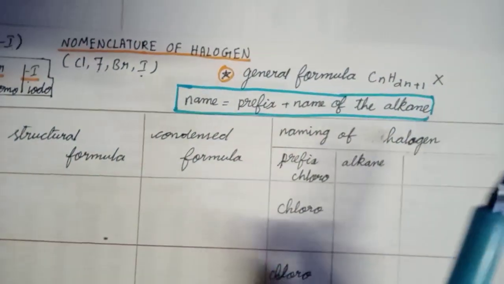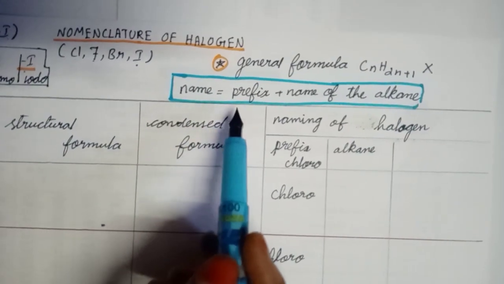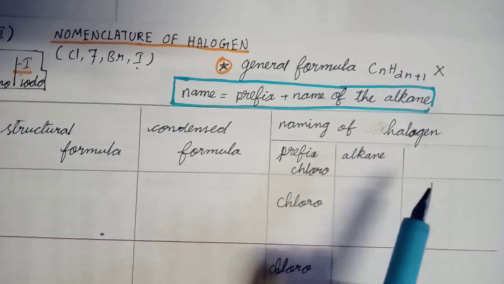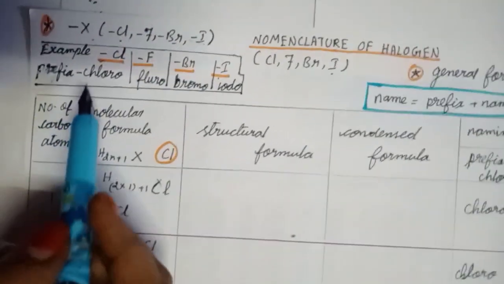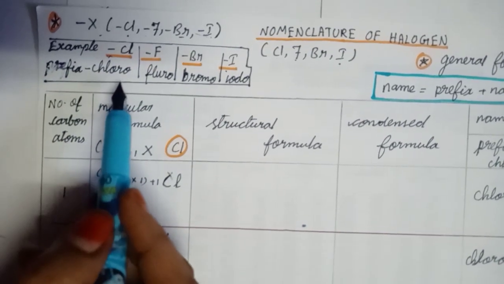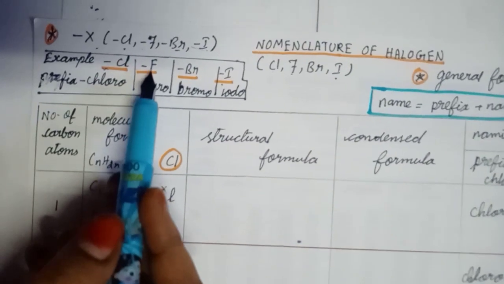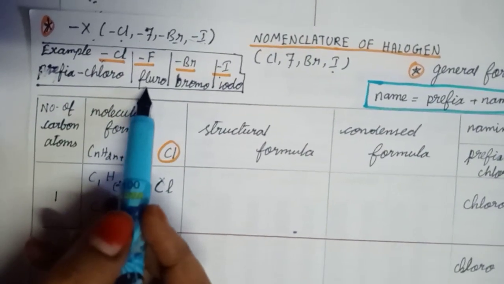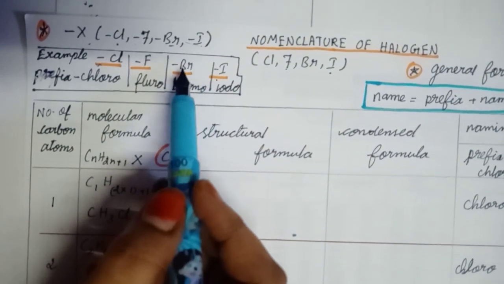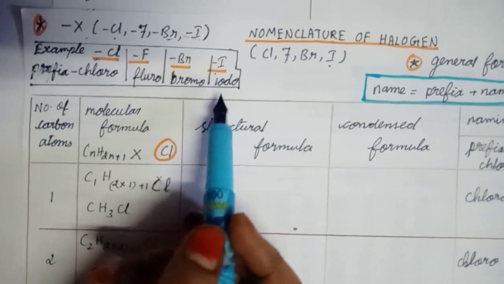How do we give the name for a halogen compound? Name is equal to prefix plus name of the alkane. So what is a prefix? If your compound contains chlorine as the functional group, it is represented by the prefix chloro. If it contains fluorine as a functional group, the prefix is fluoro. Bromine as a functional group, the prefix is bromo. Iodine, the prefix is iodo.